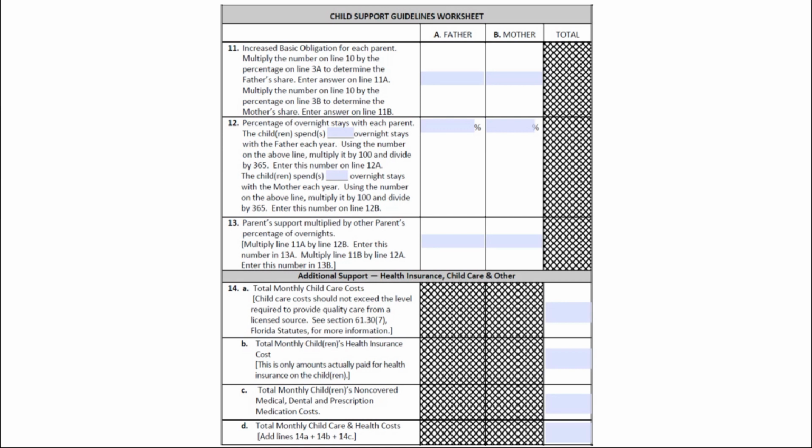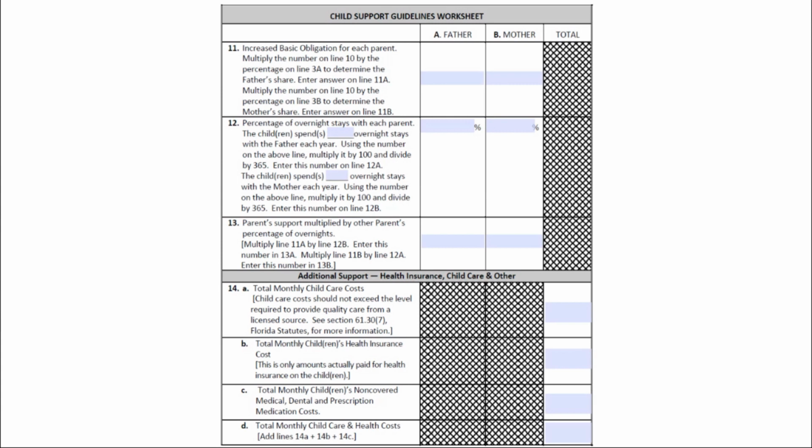Similarly, once you have determined the number of overnights that the father has each year, you will be able to subtract that number from 365 and put that number into the space provided for overnight stays with the mother each year. Using the number that you put in for the mother, multiply it by 100 and divide by 365, and enter this number on line 12B.